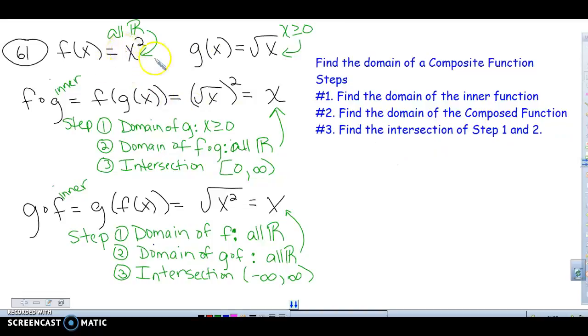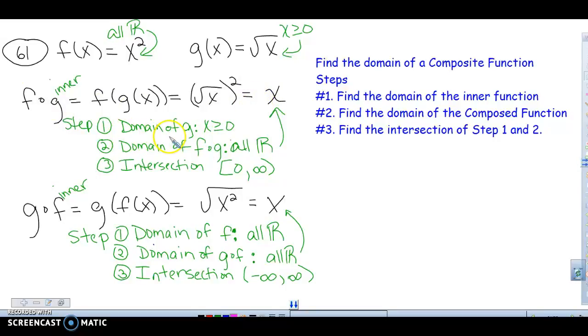Taking a look at f and g, the f function's domain would be all real numbers. There's no fraction, no even radical. The domain of the g function would be everything that would keep the radicand from being negative. So we would say x has to be greater than or equal to 0, since we have an even radical. Now, if I'm finding f composed with g, g is the inner function. So we take this and plug it into the f function and square. The square root of x squared would be just x. So this is my final answer for the composed function.